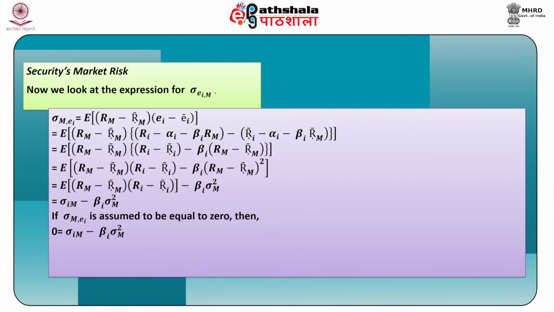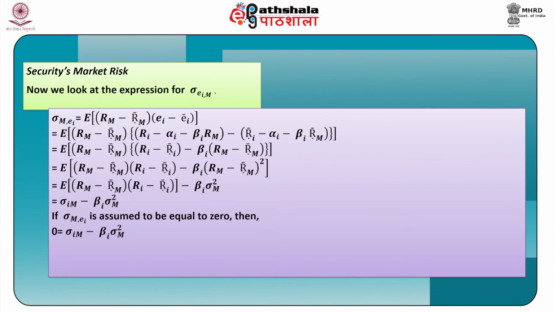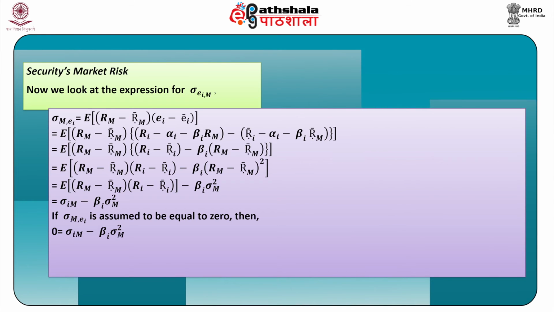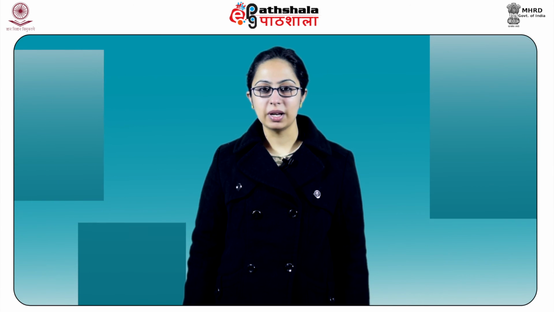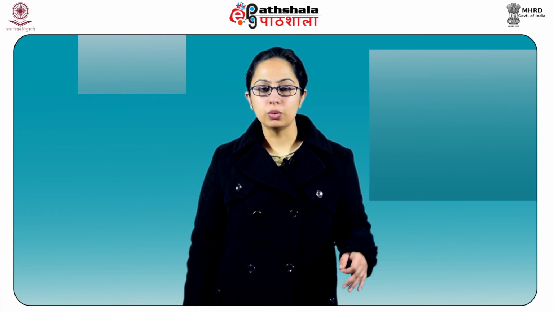If sigma m ei is assumed to be equal to 0, then 0 is equal to sigma im minus beta i sigma m square. This implies beta i is equal to sigma im upon sigma m square. Equation 10. So, given our second assumption, an asset's market risk is equal to the asset's covariance with the market portfolio divided by the variance of the market portfolio. This is true for all assets, both individual securities and portfolios of securities.